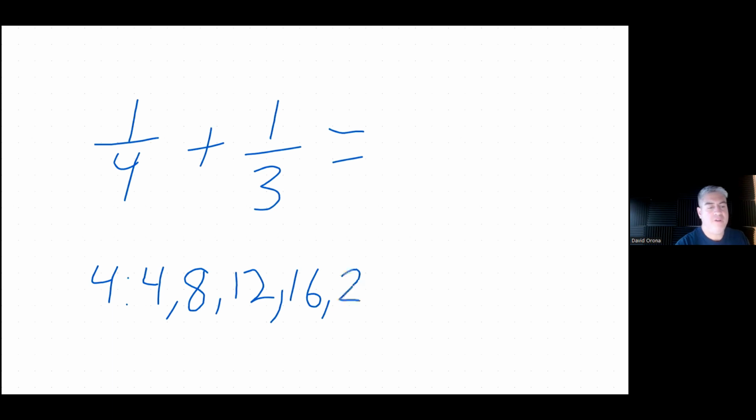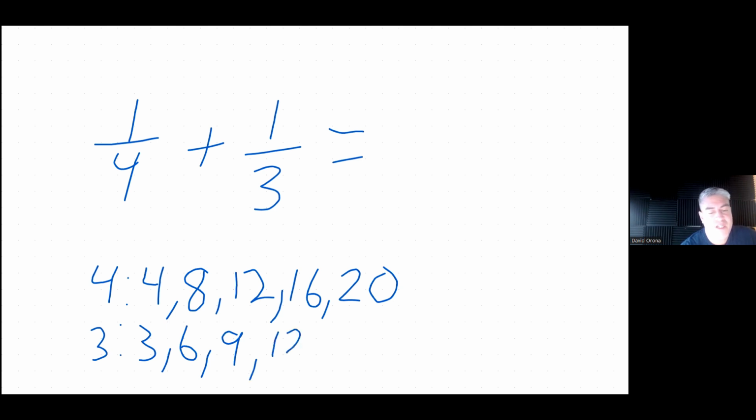Okay, now let's write the multiples of 3. The first multiple of 3, of course, is 3. Notice we're skip counting. The next multiple is 6. Next one is 9. And the next one is 12. And the next one is 15.